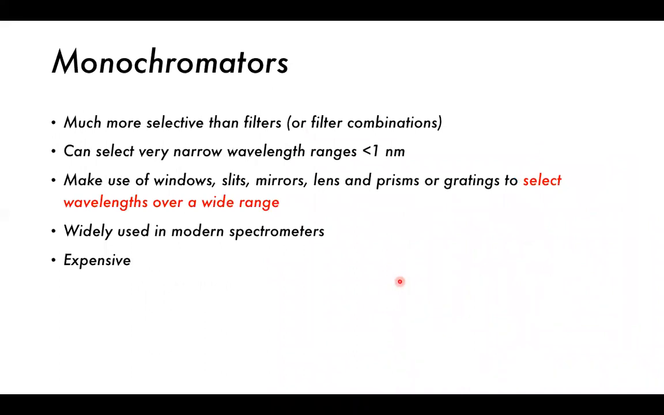Monochromators are much more selective than filters or even combinations of filters. You can select very narrow wavelength ranges of less than 1 nanometer. They're very accurate. They produce very, very narrow wavelengths of light or wavelength ranges. So we can really measure at a particular wavelength. They make use of windows, slits, mirrors, lenses, and prisms or gratings to select wavelengths over a wide range. What this means is that they have a wide working range, so pretty much over the entire spectrum, they can select different wavelengths of light.